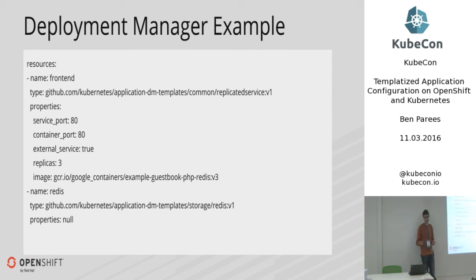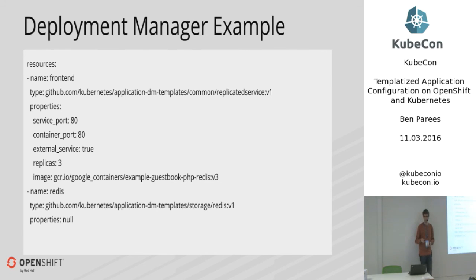So we say we want this replicated service to operate on port 80. We want it to be an external service. We want 3 replicas. And what image that replication controller, which is ultimately what's being produced here, is going to run, we specify that. And then we also define another component, which is going to be a Redis backend for the system. That is defined as just type Redis, because that is another hierarchical component that we can just reference as a whole, assuming that you like the way that Redis component is defined.